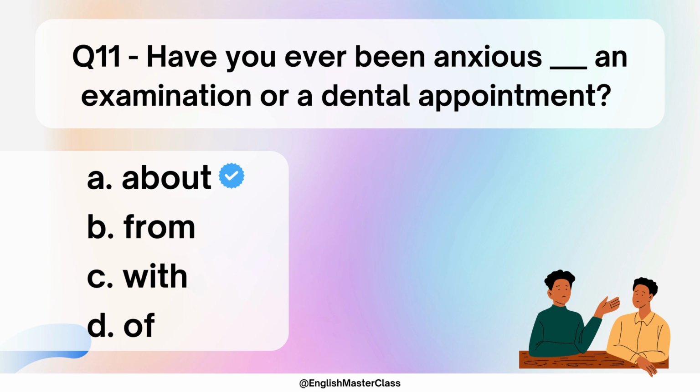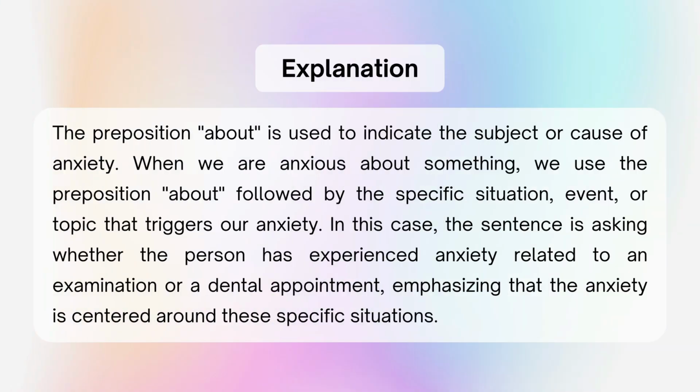Have you ever been anxious about an examination or a dental appointment? The preposition "about" is used to indicate the subject or cause of anxiety. When we are anxious about something, we use the preposition "about," followed by the specific situation, event, or topic that triggers our anxiety. In this case, the sentence is asking whether the person has experienced anxiety related to an examination or a dental appointment, emphasizing that the anxiety is centered around these specific situations.